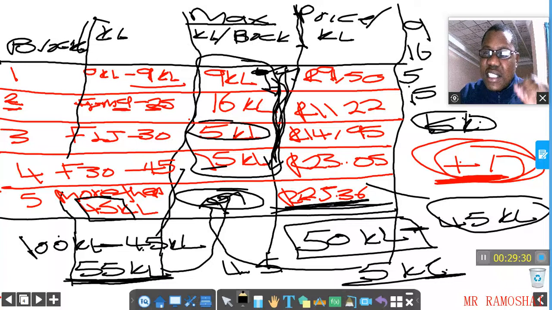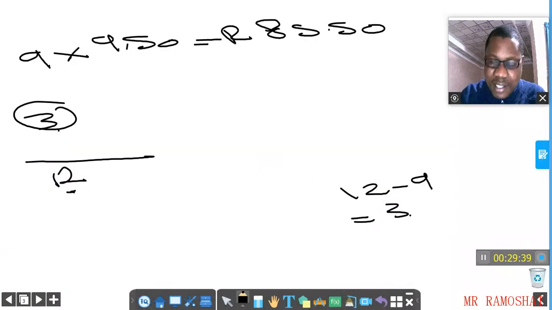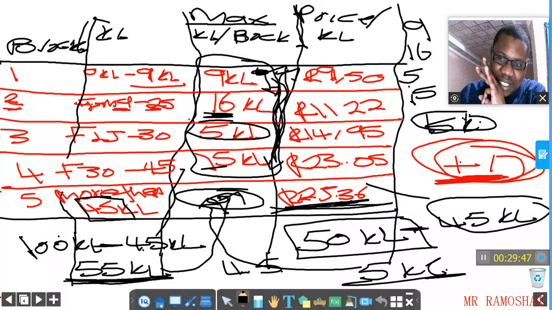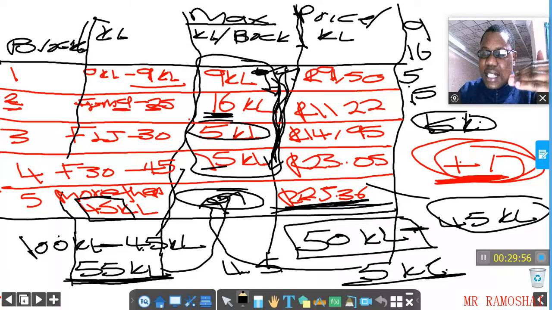Block number 2 says the maximum that can be consumed is 16 kiloliters. How much is our remaining before we reach 12? It is 3. So out of 16, we are only going to consume 3 kiloliters. We are not consuming 16. This is according to the inclining tariff block table, it is not what we have used. After we have utilized 9, we go to the second block. Did we utilize 16? No, we only utilized 3 in block number 2.